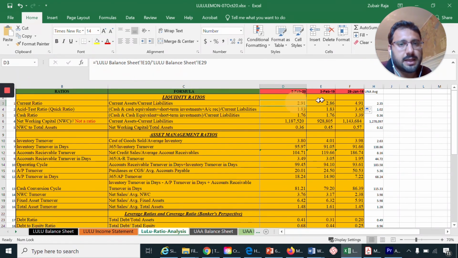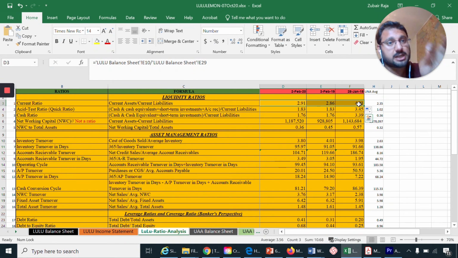And I will take their average and put it in front of Under Armour's liquidity ratio, so that I can compare how the Under Armour liquidity ratio is performing versus the average of the 3 years of the Lululemon liquidity ratio. Again, if you have an industry figure, that's better. Then do not use the competitor average for the last 3 years. Use the average of the industry only for that specific year.